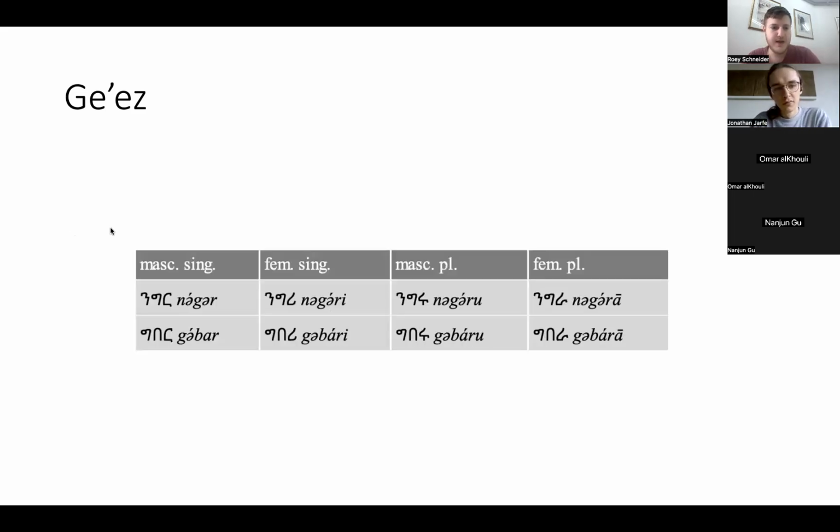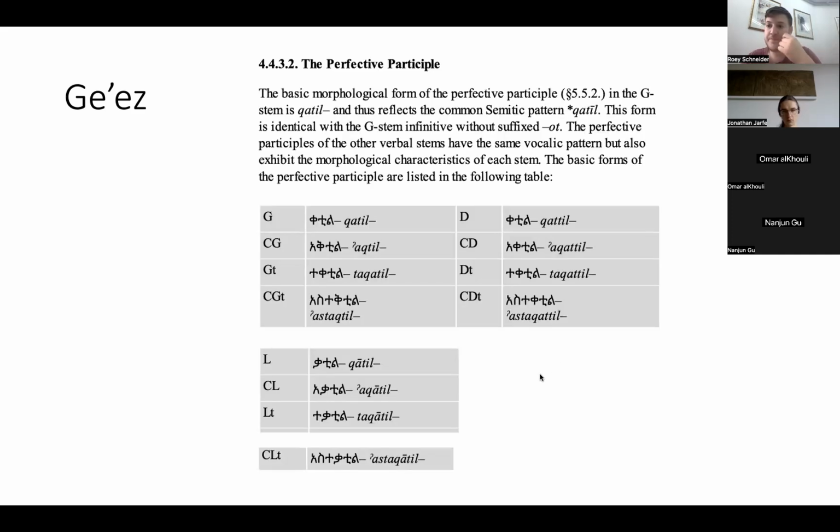Okay. This is the imperative paradigm, which is also pretty much what we would expect. It seems to be completely akin to the jussive. So from yenger, neger, negeri, negeru, negera, and from yigbar, gebar, gebari, gebaru, gebara. A thing that exists in Ethio-Semitic and does not exist in other Semitic languages is the form called by Popper and Hasselbach the perfective participle, but no one really uses that term, so that's very confusing. Usually it's called either a gerund or a converb.